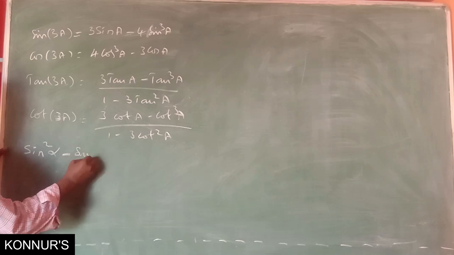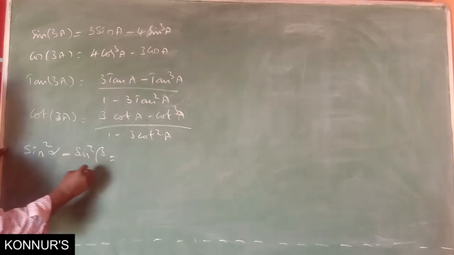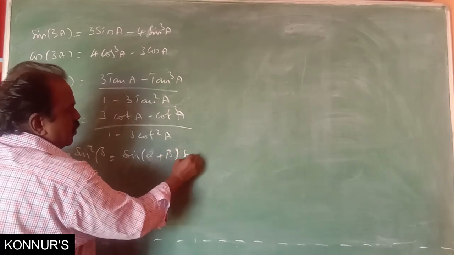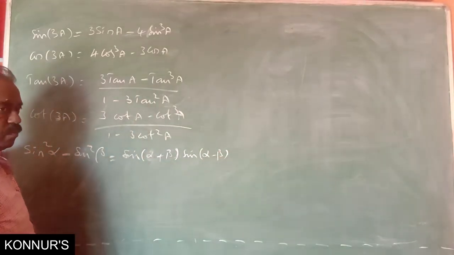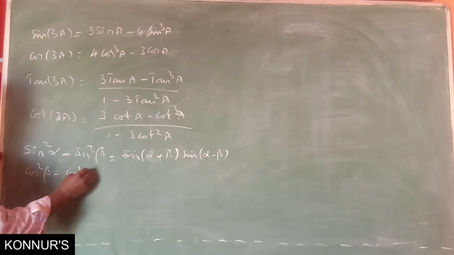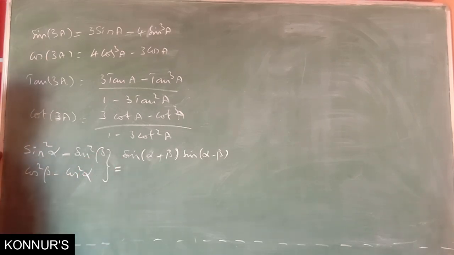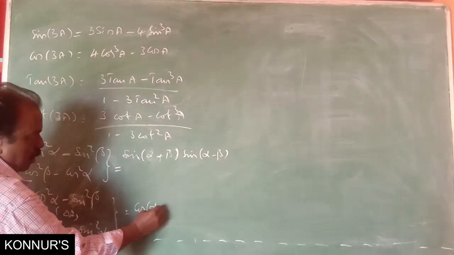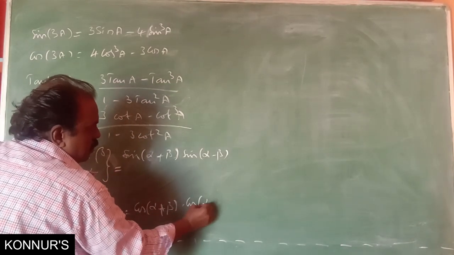Sine square alpha minus sine square beta is there. Sine square alpha minus sine square beta. It is sine of alpha plus beta into sine of alpha minus beta. Okay, now? Also it is cos square beta minus cos square alpha also. Okay? Right. Similarly, cos square alpha minus sine square beta, or cos square beta minus sine square alpha. For both, it is cos of alpha plus beta into cos of alpha minus beta.